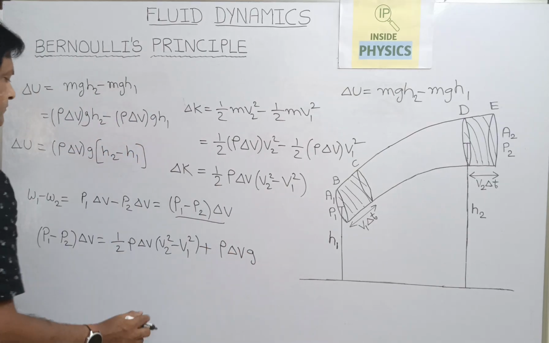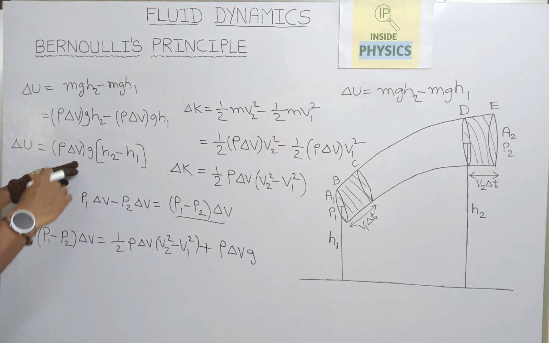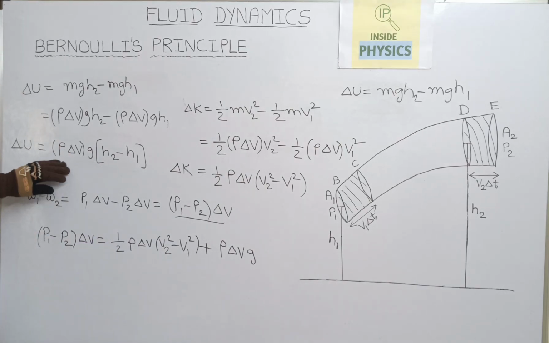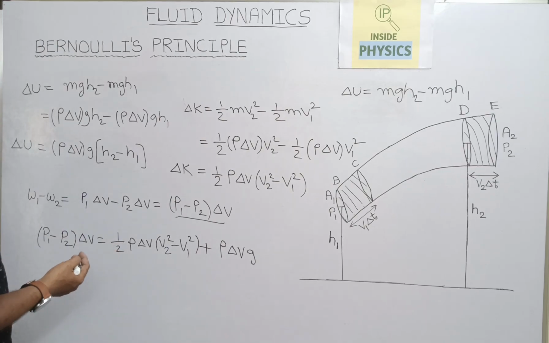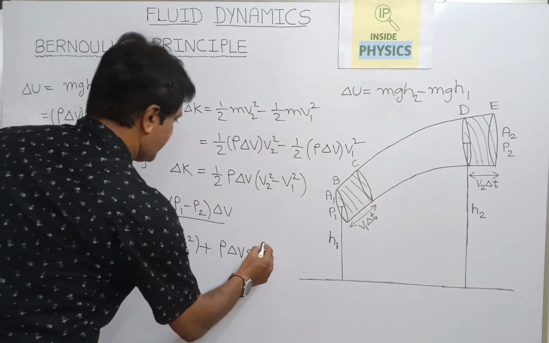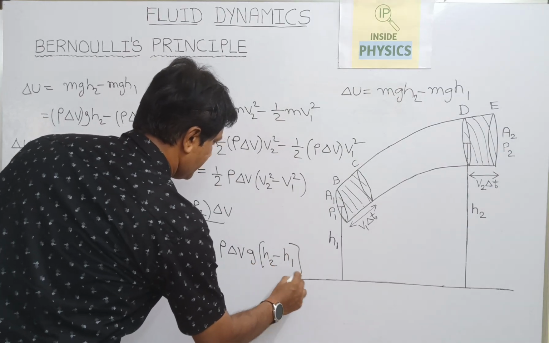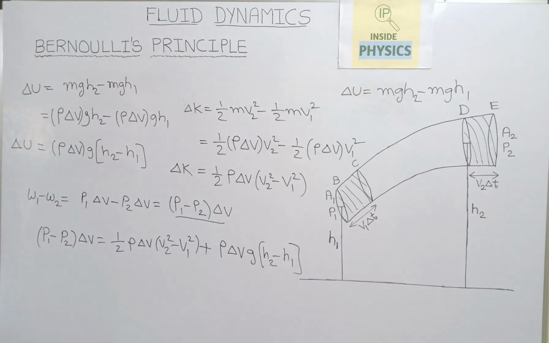Where there is a height concept, we must consider the gravity. So the gravitational force always pulls the liquid downwards. So that is the force acting downwards. Here we must have a difference in height, then only there will be a change in potential energy.